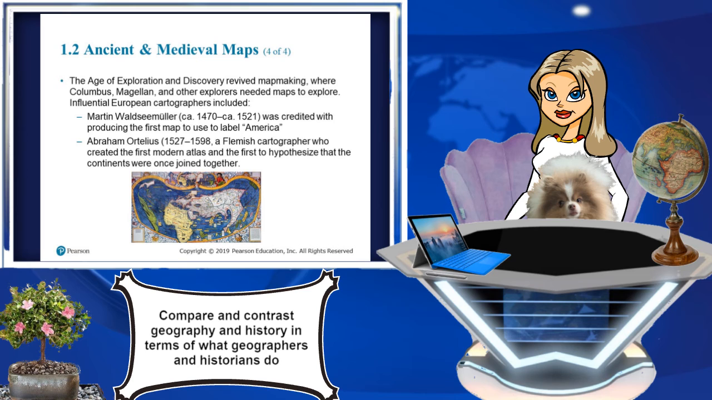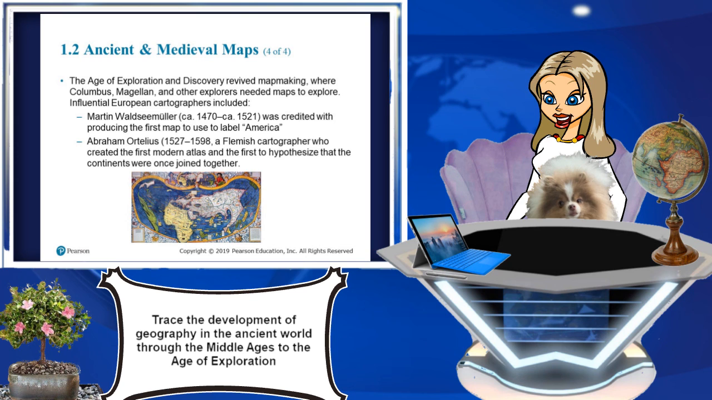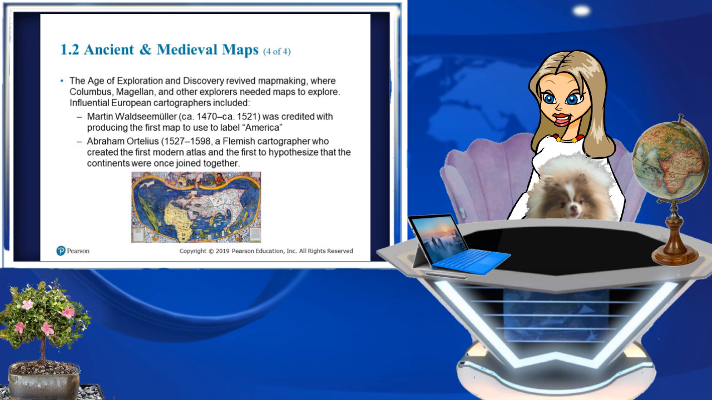As you read Chapter 1, make sure that you're able to compare and contrast geography and history in terms of what geographers and historians do. You must be able to summarize geography's 5 most basic concepts. Be able to trace the development of geography in the ancient world through the Middle Ages to the Age of Exploration. In our next lecture, we will explore contemporary geographic tools, a fascinating subject.